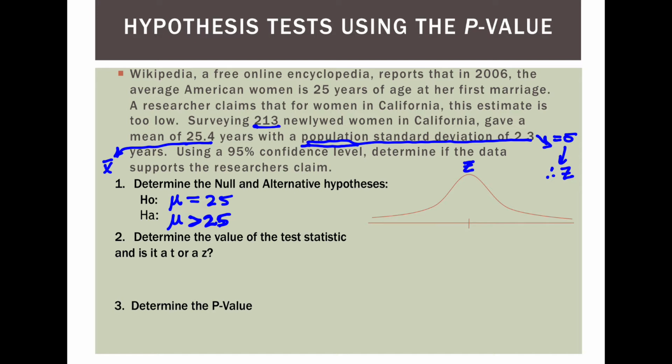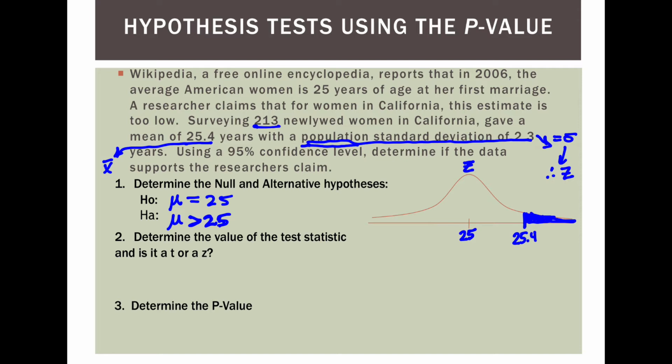We're going to test this at a 95% level of confidence, and we're assuming the null to be true, right? So at the center here of the universe is 25. This is what the null is stating. And so we're going to say, all right, let's look at it from that perspective. If it is 25, what would be the chance that I would get 25.4 with a sample size of 213, assuming that 25 really is the center of the population? The probability of that will be found to the right of this value.